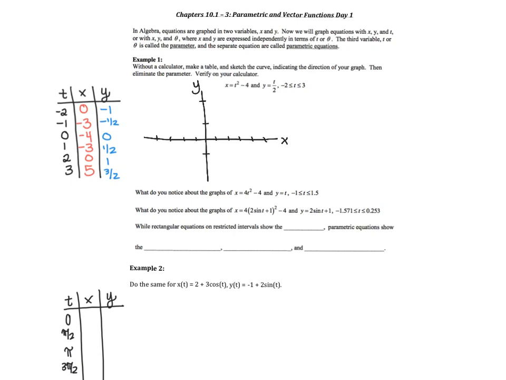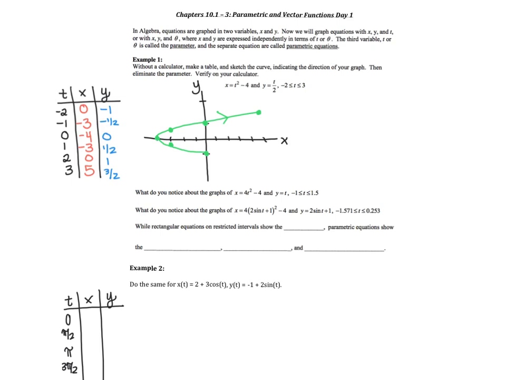So I have 0, -1, -3, -1/2, -4, 0, -3, +1/2, 0, 1, and then 5, 3/2. So you can see I start at 0, -1, and then I can see the movement of my curve. And usually for a parametric curve, I also need to provide this arrow that indicates direction.